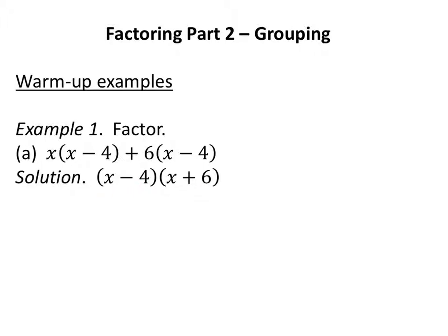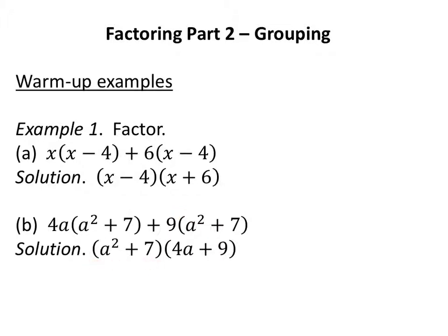We'll do another one just like that. So here we have 4a times the quantity a squared plus 7 plus 9 times the quantity a squared plus 7. Again, the a squared plus 7 is in both terms, so we're going to factor that out. Then we look in each term and say what remains. After we've factored out the a squared plus 7, we have 4a left and 9 left in the other term. So here I have a squared plus 7 times the quantity 4a plus 9.